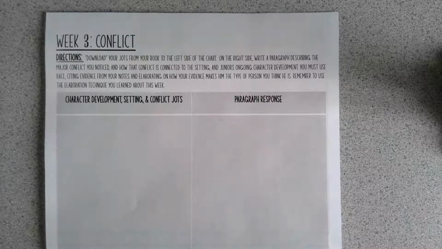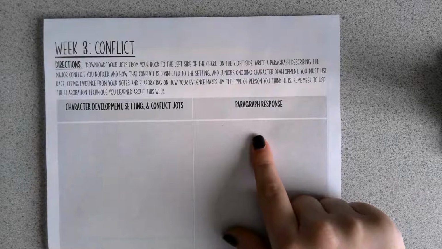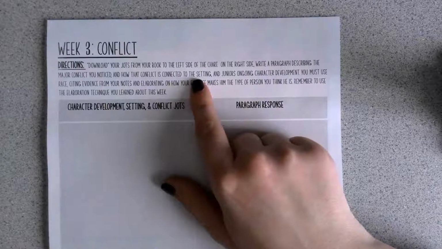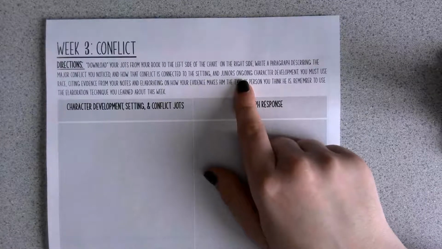When you guys are ready to download your sticky notes, I'm going to go ahead and give you your elaboration technique for your paragraph response this week. Notice last week I told you guys that each week we'll be building off of our new concept plus the prior concepts we've already learned. So this week when you write your paragraph response, you're going to describe a major conflict you noticed, how the conflict is connected to the setting, and Junior's ongoing character development. So this is 3 wrapped up into 1.